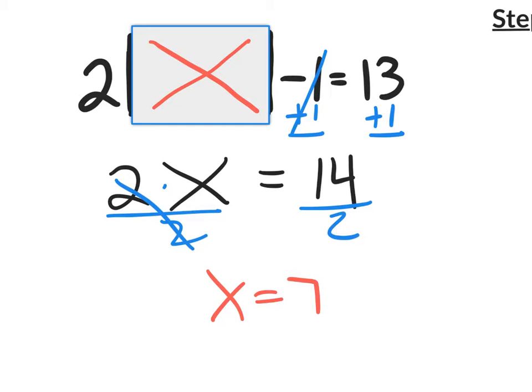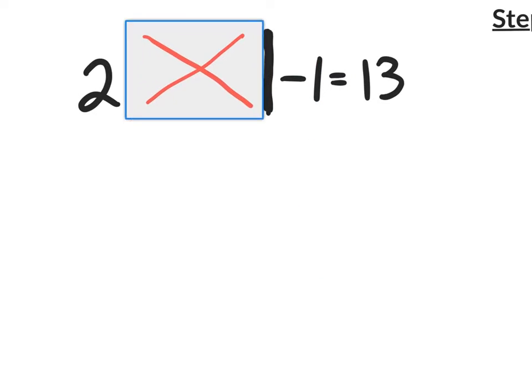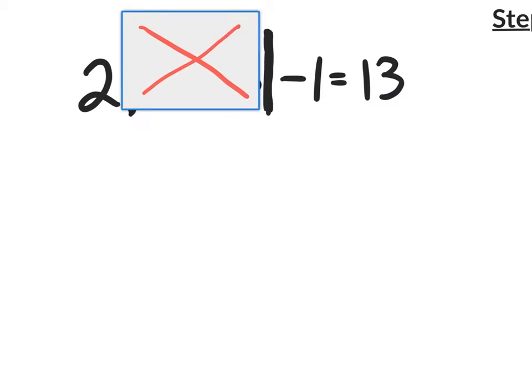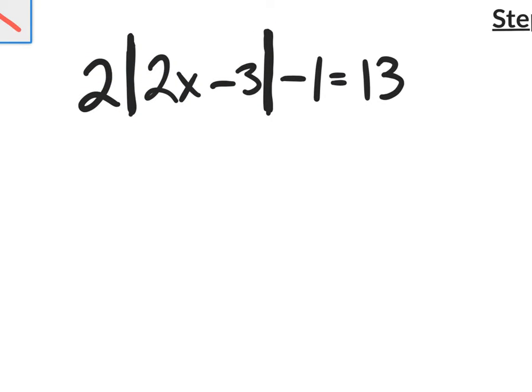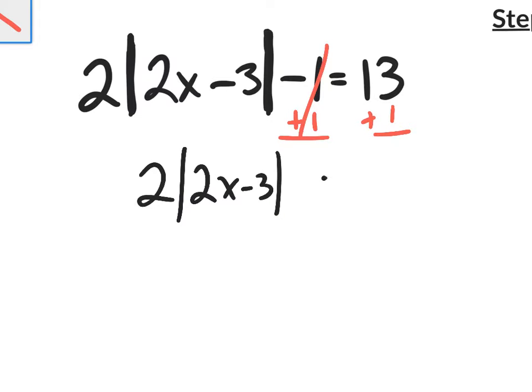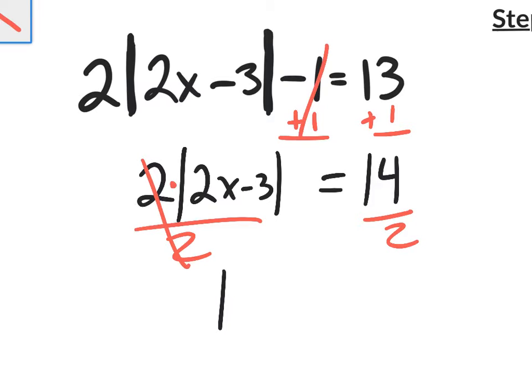So let's isolate that giant X. Again, we are going to subtract 1 or add 1. You're going to have 2 absolute value 2x minus 3 equals what? 14. And now we need to recognize that it says 2 times the absolute value, so we're going to get rid of the multiplication of 2 by dividing by 2. What you do to one side, you must do to the other. And now you truly do have the absolute value of 2x minus 3 isolated on the left side, equaling what? 7. So ladies and gentlemen, that was step 1.